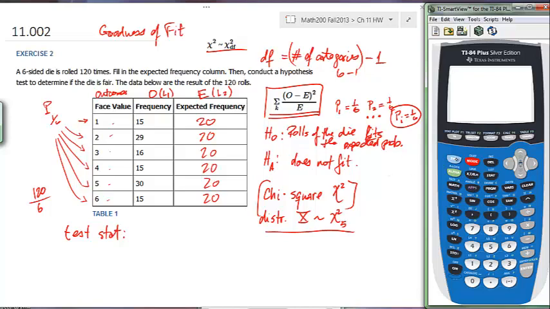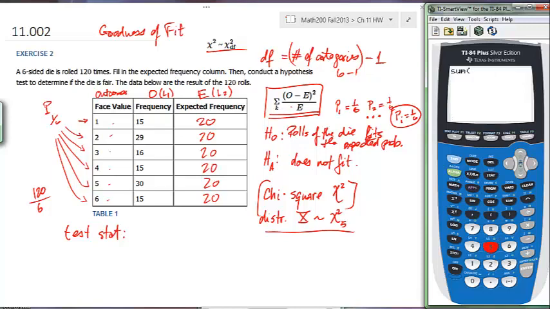So here we go. Second function and stat. We're using our list operations here. We go to OPS, one more, math, and then the fifth one down is sum.